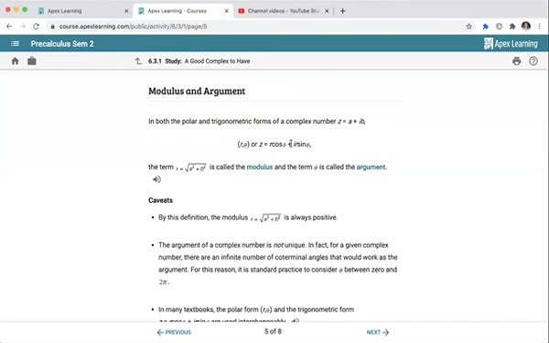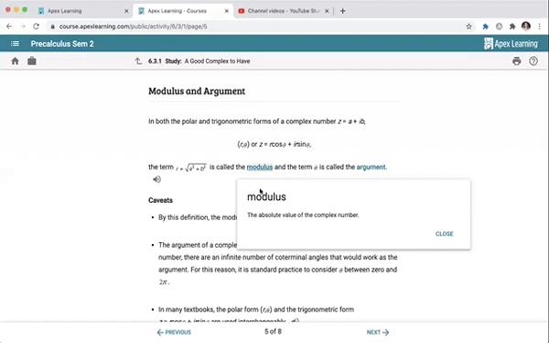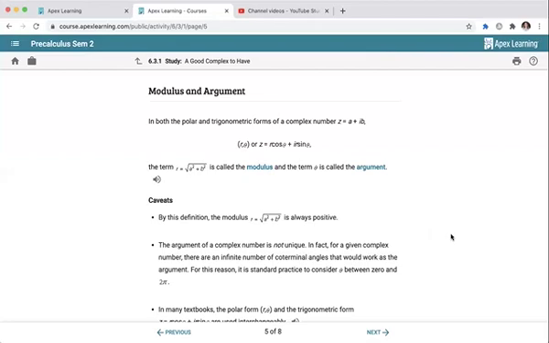With both of these, we talked about how r is equal to the square root of a squared plus b squared. This r term is called our modulus. It's called the modulus, and that's the absolute value of the complex number. That is the length of our r. So that's the absolute value of our complex number, and that's going to be our r term.